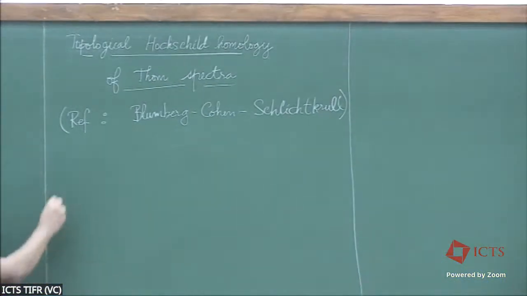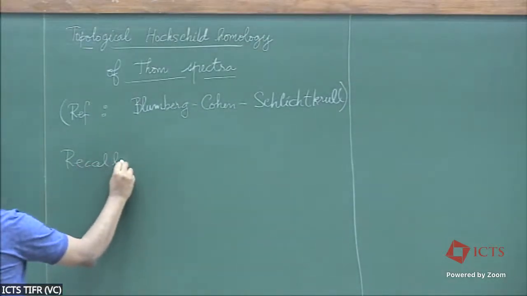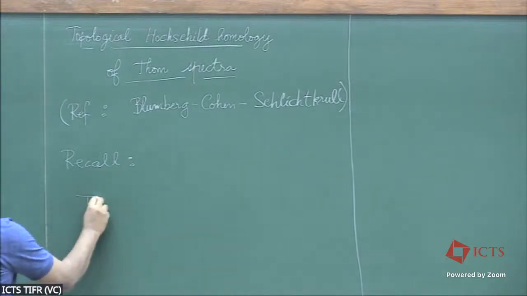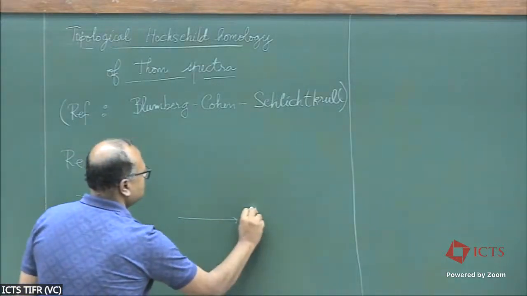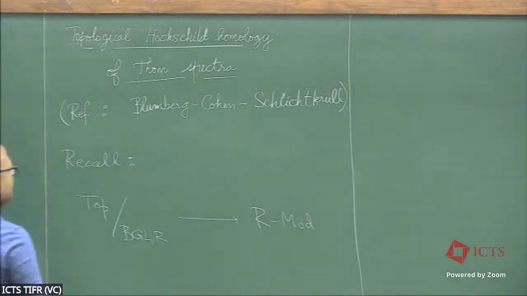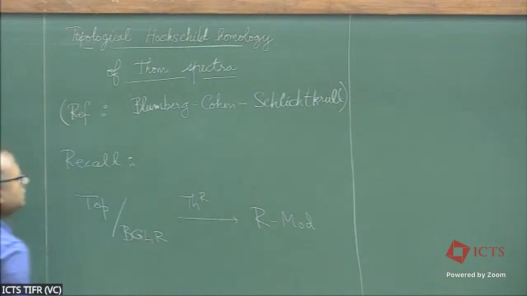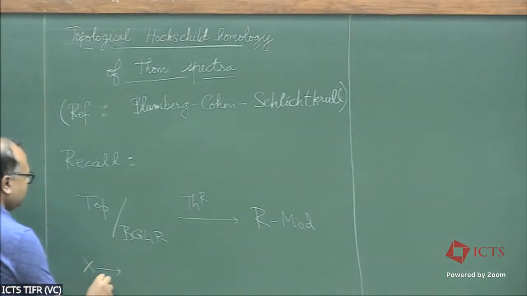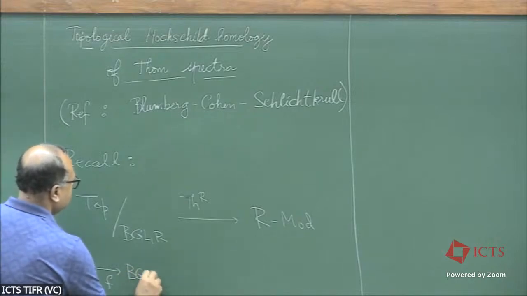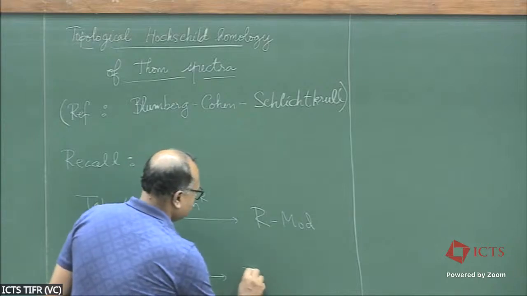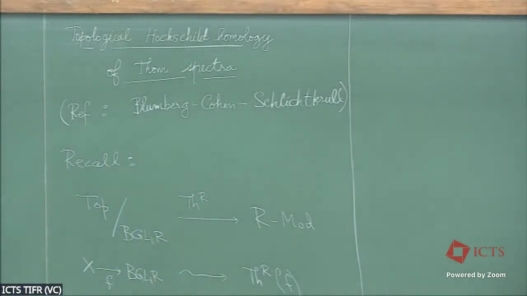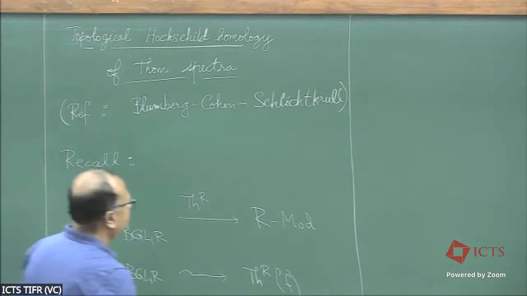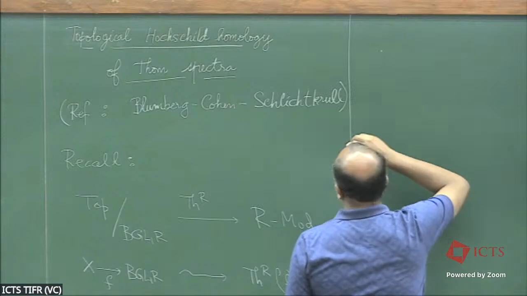So recall, we had this R-module Thom spectrum functor from Top over BGL1R to R-mod. Basically, a space X with a map F to BGL1R yields a Thom spectrum, which is an R-module, which I wrote as TH_R of F. So we wrote down a bunch of properties.